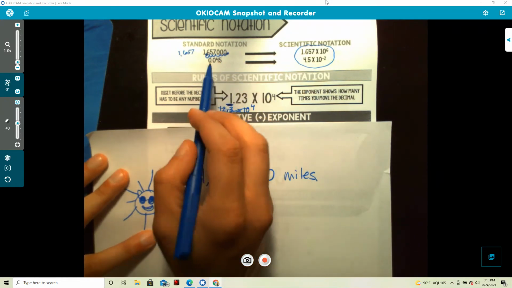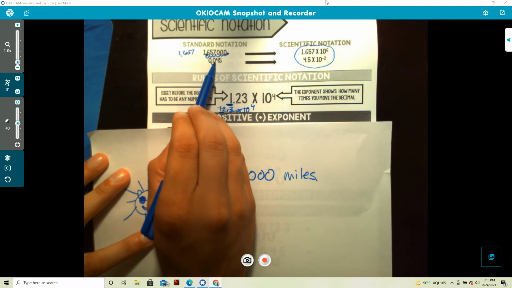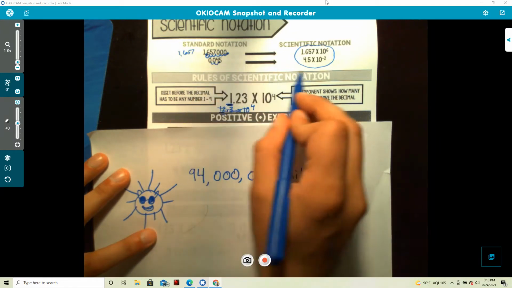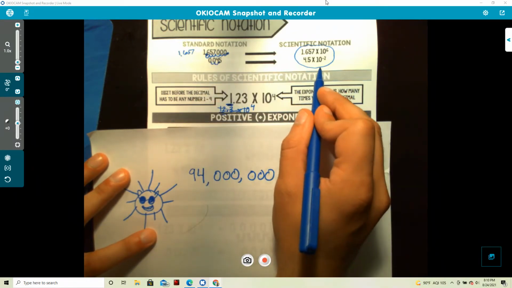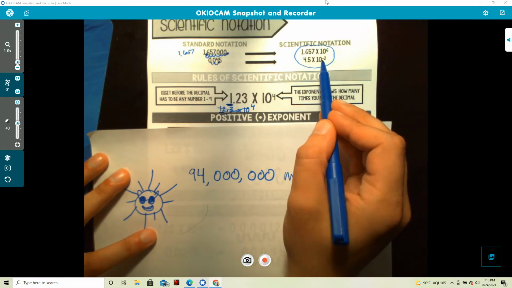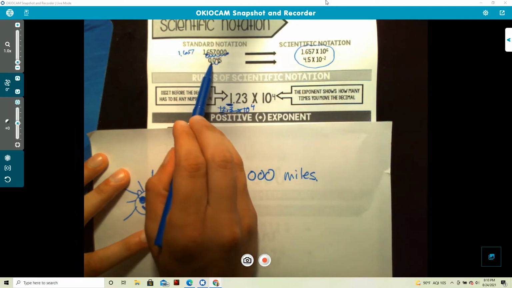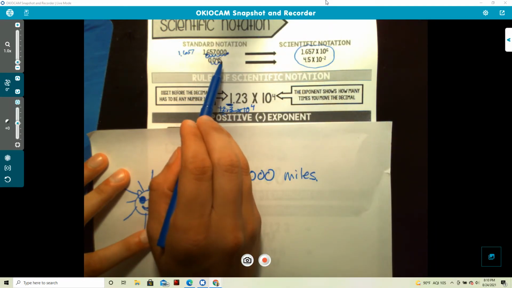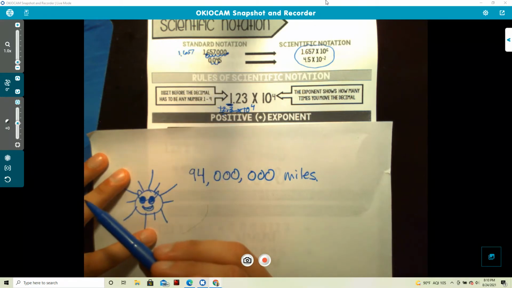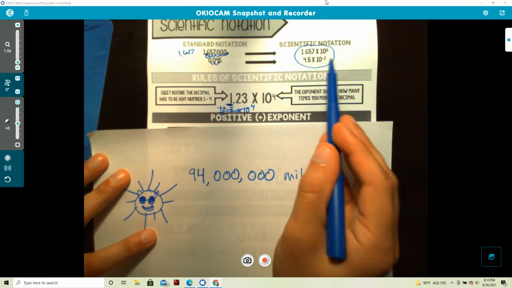In this one, for example, they're expressing a small number, so it's moving 1, 2. Remember, we just want one number before the decimal, any number 1 through 9. So it'd be 4.5, which is what they have, times 10 to the negative 2. Since it's to the negative, that means it's expressing a small number. Whenever you're expressing a really, really small number where there are numbers after the decimal point, which indicates less than 1, then it's going to be to the negative exponent.